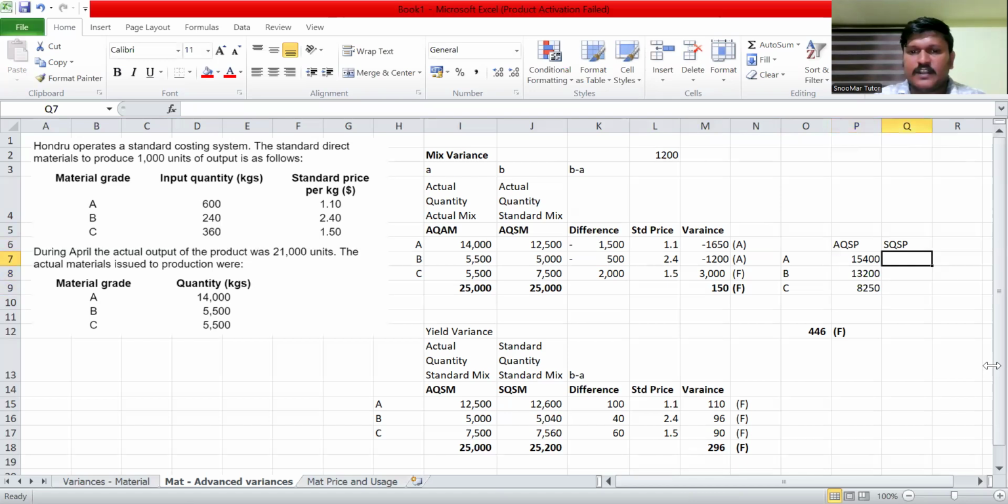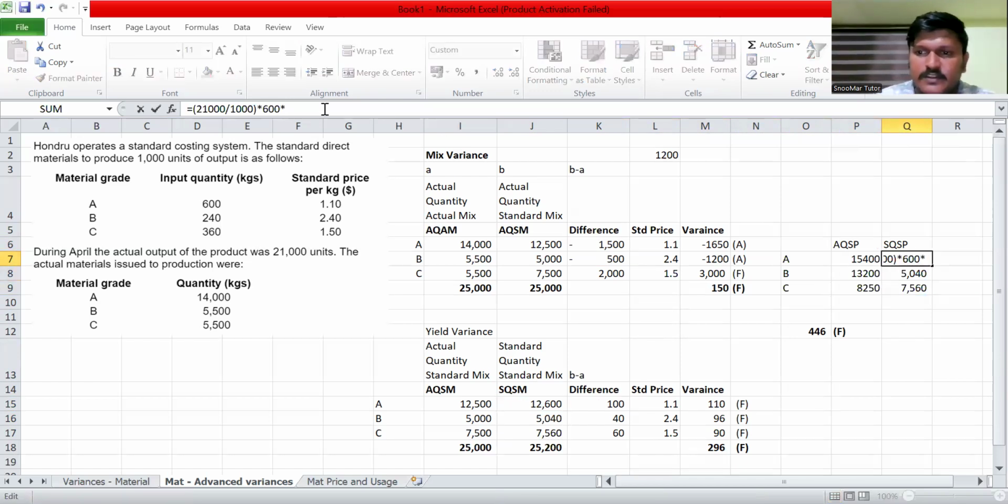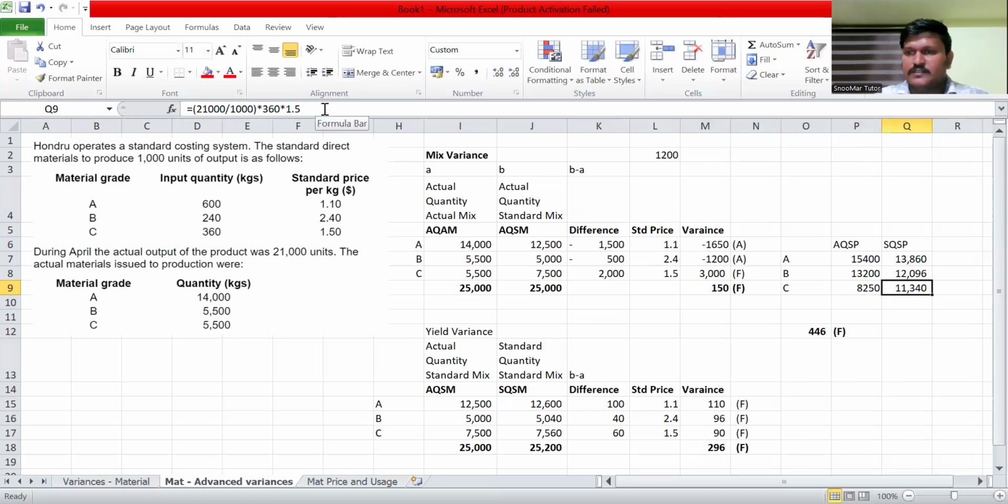Now SQSP, what is the standard quantity? Standard quantity at standard mix we have calculated over here. It would be 12,600, 5040 and 7560. This needs to be multiplied with what? Standard quantity needs to be multiplied with the standard price of 1.1, the standard price of 2.4, and the standard price of 1.5. So this is your SQSP.